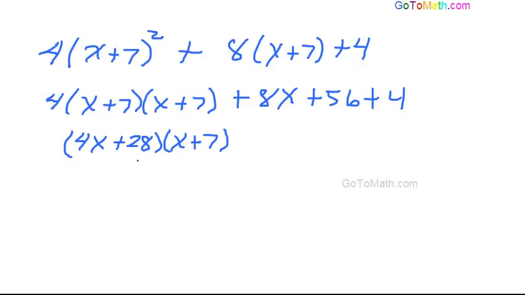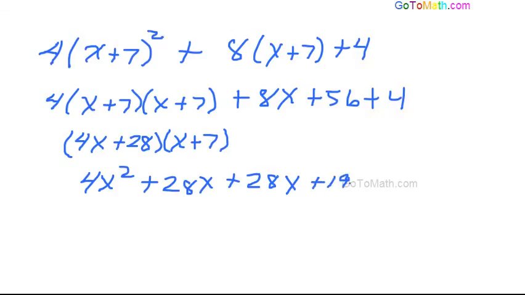Now we're just going to work on this part here. So we have 4x times x is 4x squared. 4x times 7 is 28x. 28 times x is 28x, and 28 times 7 is 196. Ooh, it was 196. You know, it's like the first number that came to my mind. That's amazing. Alright, 196.